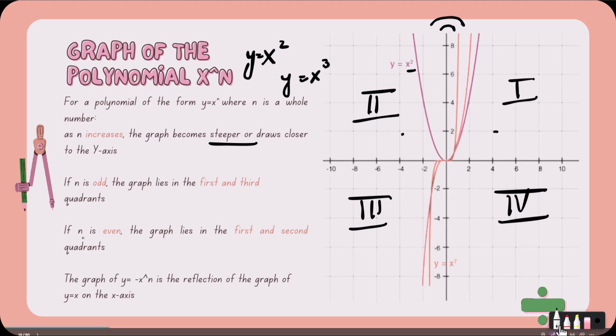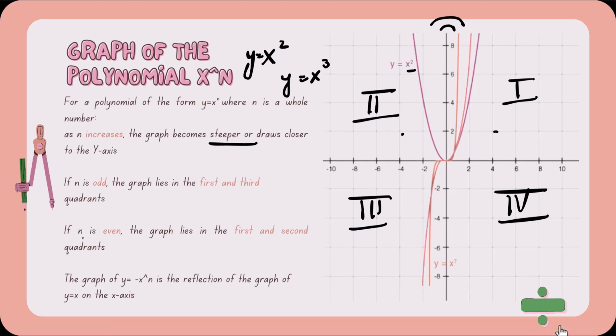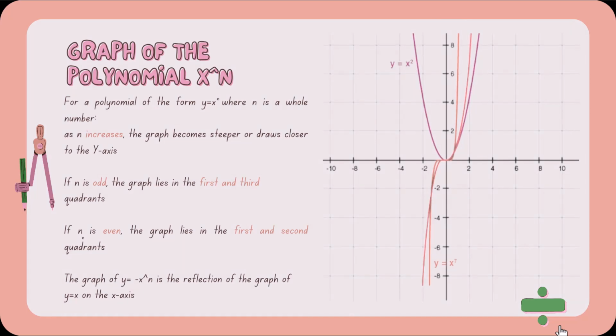Now, the graph of minus x raised to n is the reflection of the graph y is equal to x^n on the x-axis. So what happens? What is minus x raised to n? It will be an inverted formation here, okay? That is the only logic here. So minus x raised to n is the inverted graph, the reflection of the graph of y is equal to x^n. We have learned reflection of points, right? The same logic applies to the line. It will be the reflection, as you can see, okay? So this is all about the graph of the polynomial x raised to n.